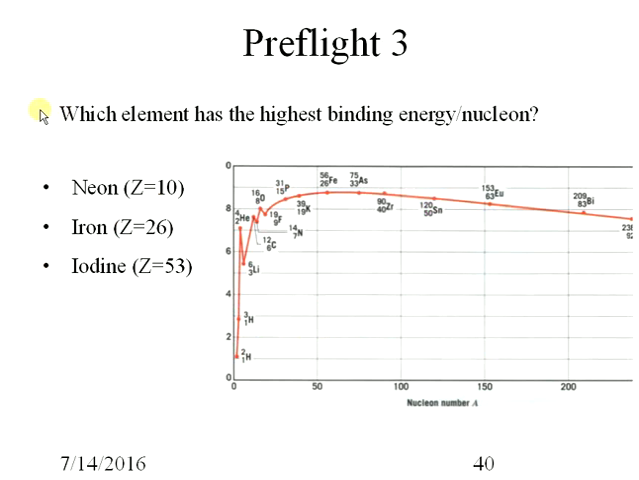So there is an objective question. Which element has the highest binding energy per nucleon? Number 1, neon. Number 2, iron. Number 3, iodine. Yes, iron has the highest binding energy per nucleon.